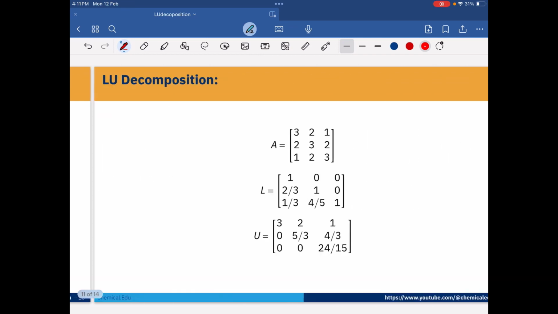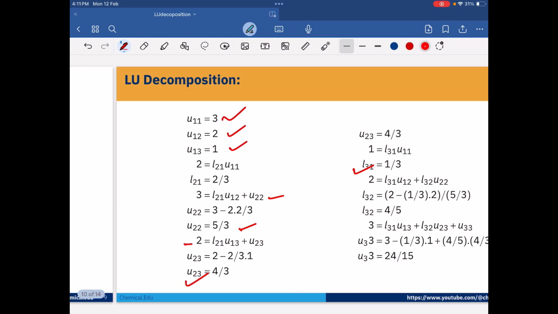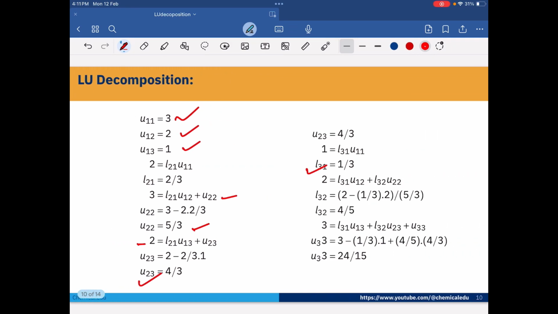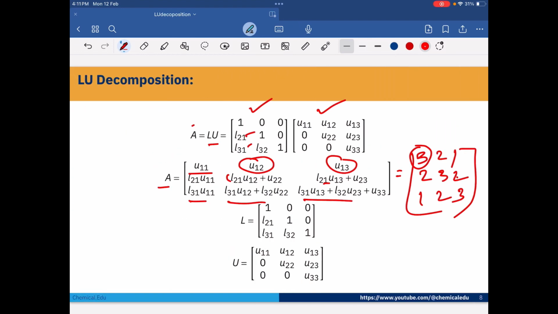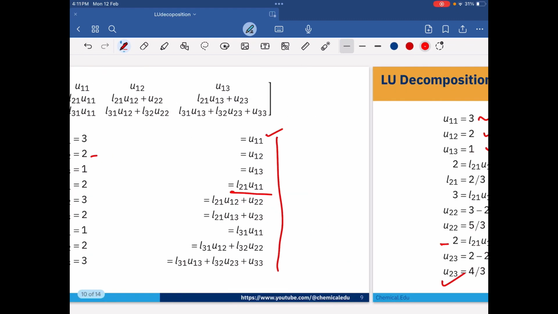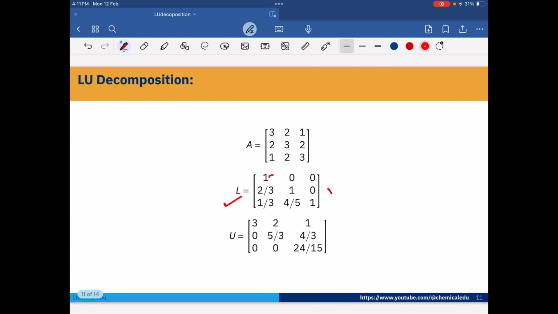So now if we put all these elements in the upper and lower triangular matrices, the lower triangular matrix becomes 1, 2 by 3, 1 by 3. L11 is actually 1, okay, so that is 1. And L21 we got as 2 by 3. So here we got the lower triangular matrix. Similarly we will get the upper triangular matrix.